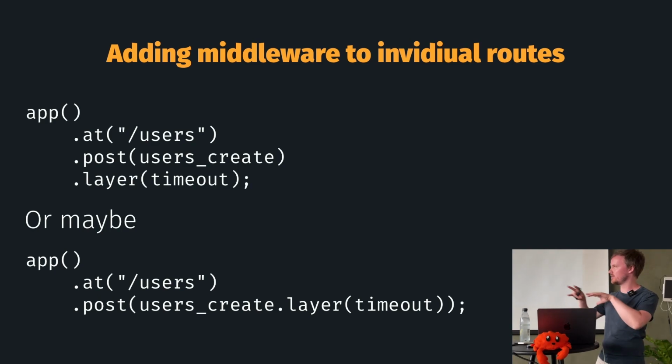So I wanted sort of deep integration with the middleware side. And this API didn't really enable that. So you can imagine if I want to add just the timeout middleware to the post/users, you could do it the top way. You could also do it the bottom way, where instead of calling layer on whatever post returns, you call layer on the handler type itself.